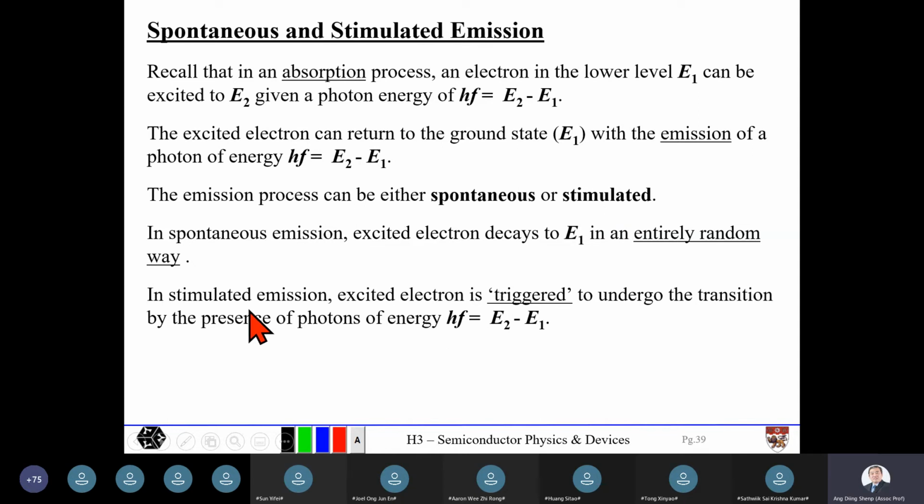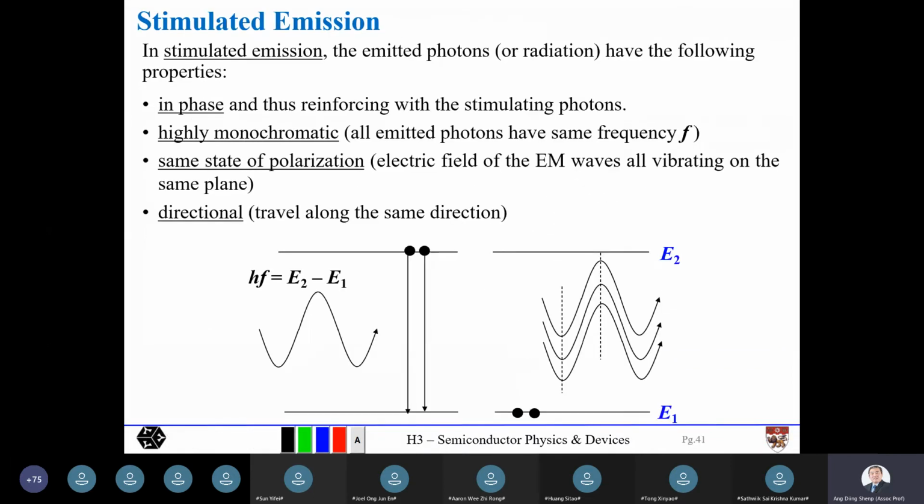Stimulated emission is referring to the case where the recombination event, or the transition from a higher to a lower energy state, is triggered by the presence of another photon having the same energy. Okay, so what does that mean? Maybe a diagram can clarify that.